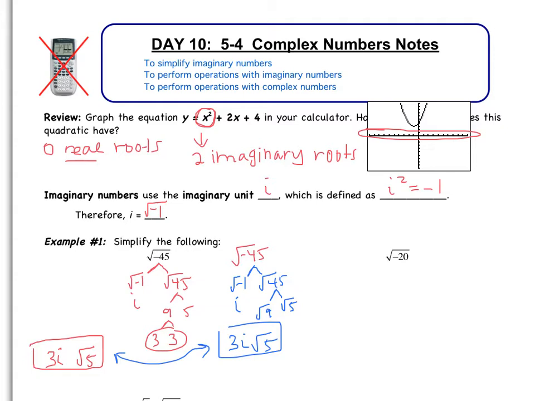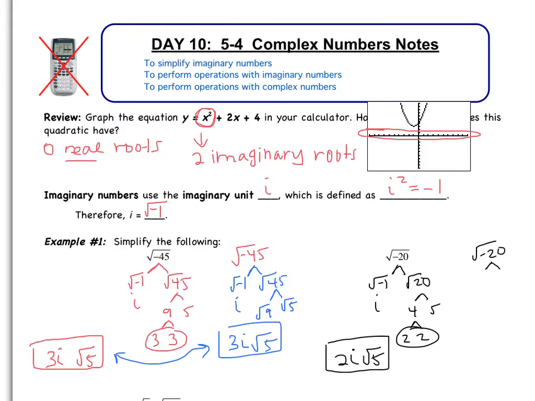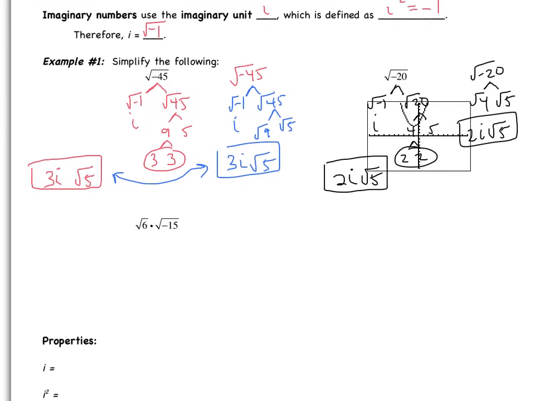Okay, let's see how we did. So -20, that's -1 and 20. -1 is just i. 20 is 4 multiplied by 5. 4 is 2 and 2. So the 2i comes out. And then the 5 stays under the root. If you looked for perfect squares, you would have gotten 4 and 5, which is still 2i root 5. So hopefully that one went well. We're going to do one more example just to practice.